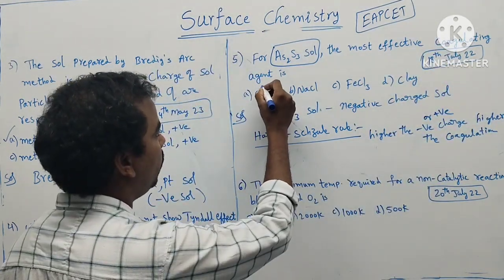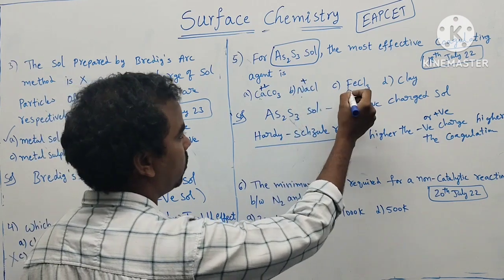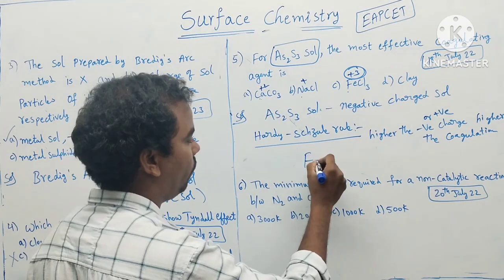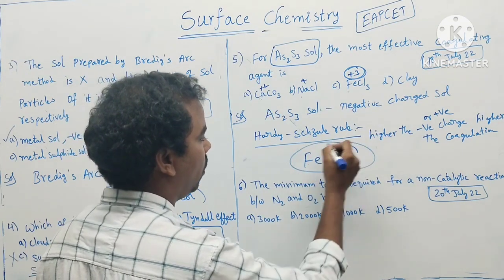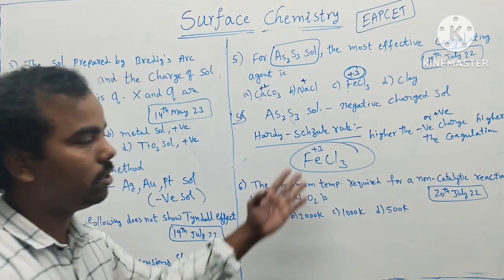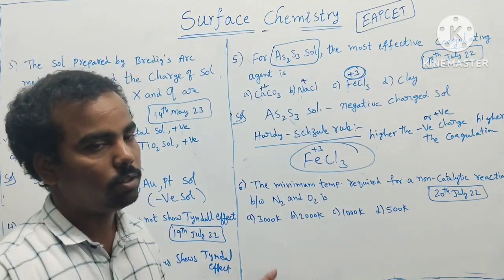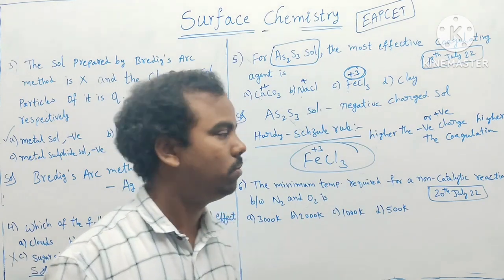So Ca2+, Na+, Fe3+. Higher the charge, higher the coagulation. So the answer is FeCl3, because the higher the charge, the higher the coagulation takes place. Very easy. Higher the charge, higher the coagulation takes place. Lower the charge, lower the coagulation takes place.